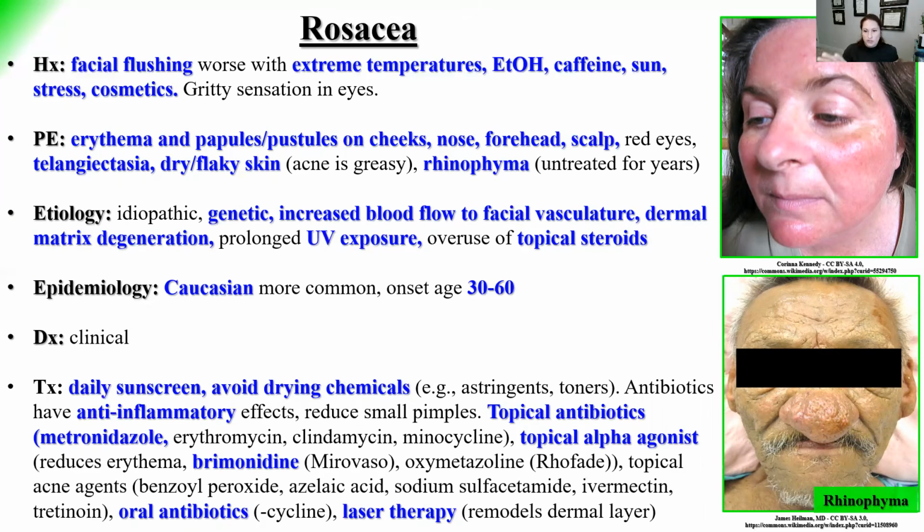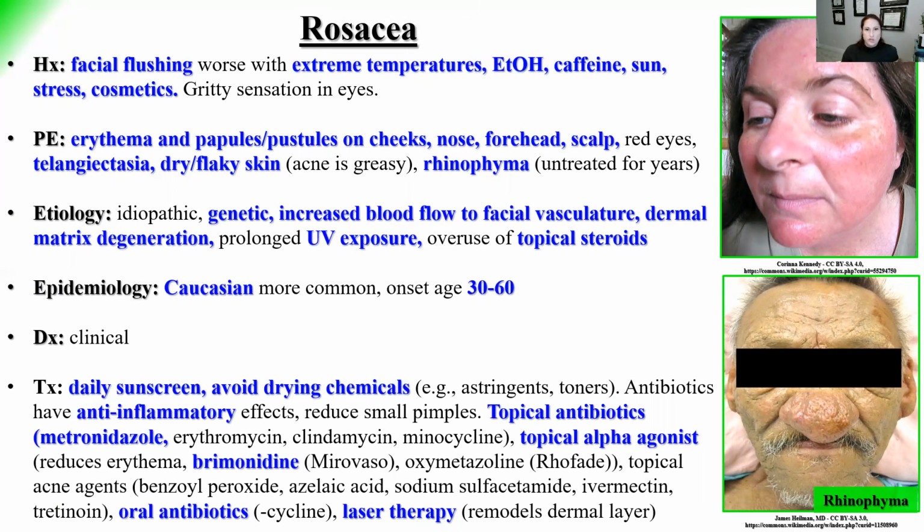The first picture, this top picture, I'm going to bring you over here. So erythema and papules or pustules along the cheeks, the nose, the forehead, and the scalp. They may also get red eyes from that gritty feeling. Telangiectasia, these are very superficial blood vessels. They look like spider veins. The difference between rosacea and acne is that rosacea causes dry, flaky skin, where acne is more of a greasy skin. The bottom picture here is called rhinophyma.